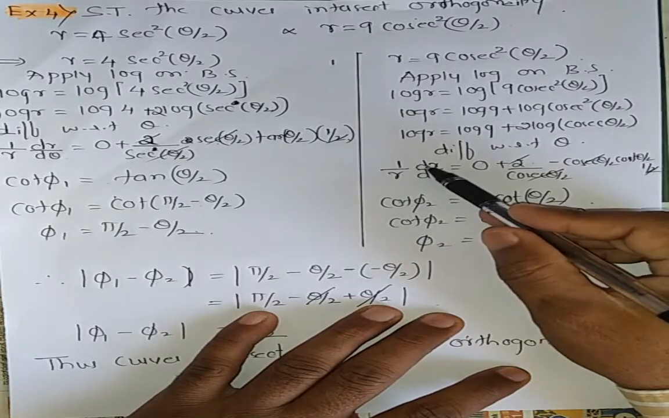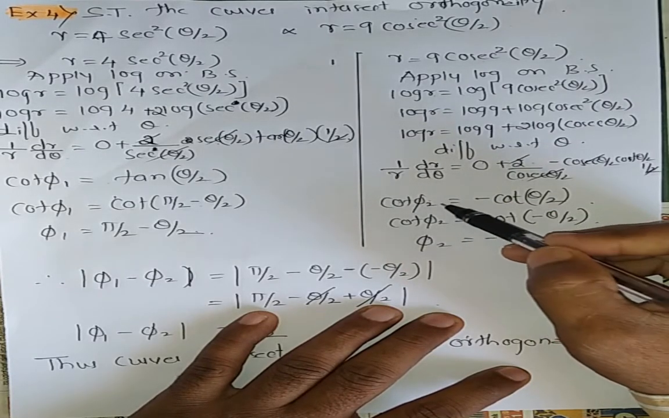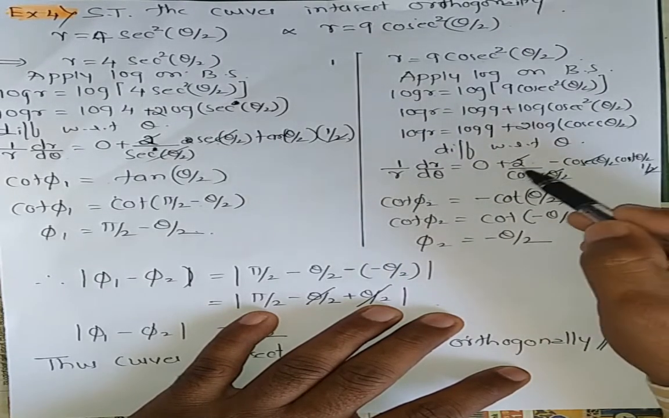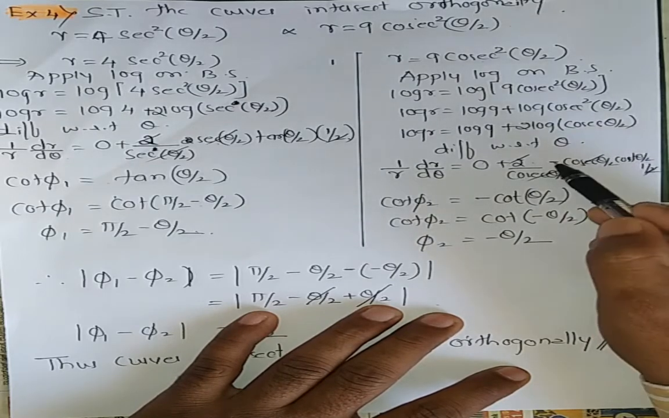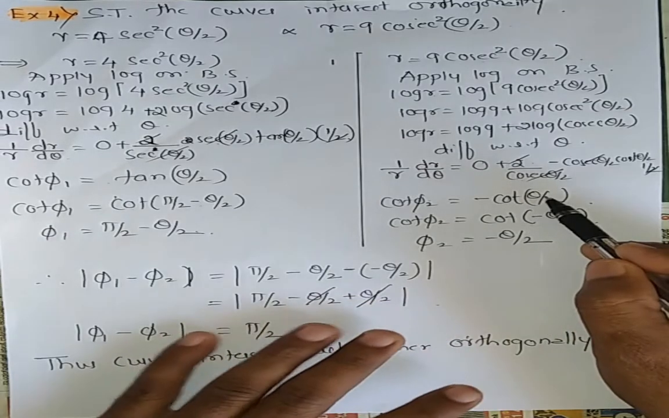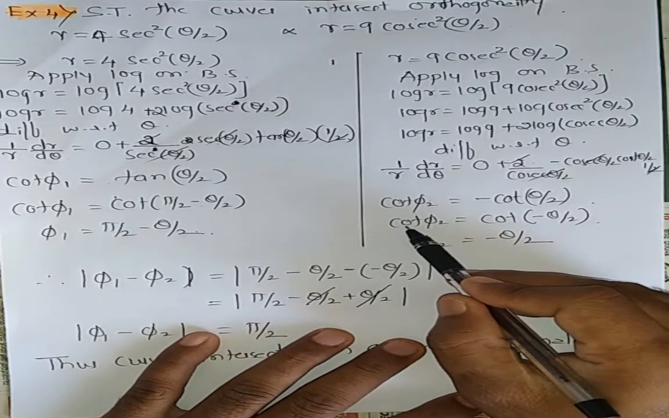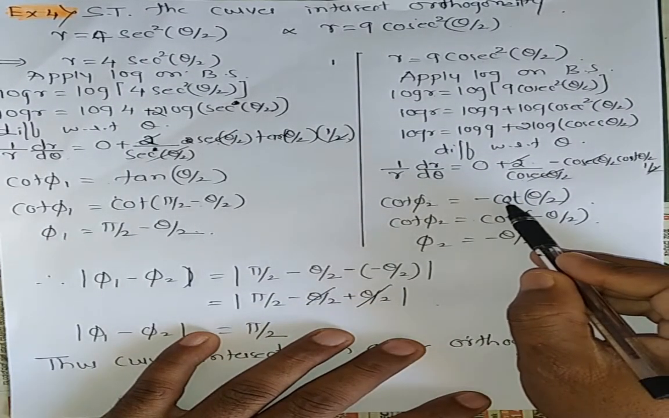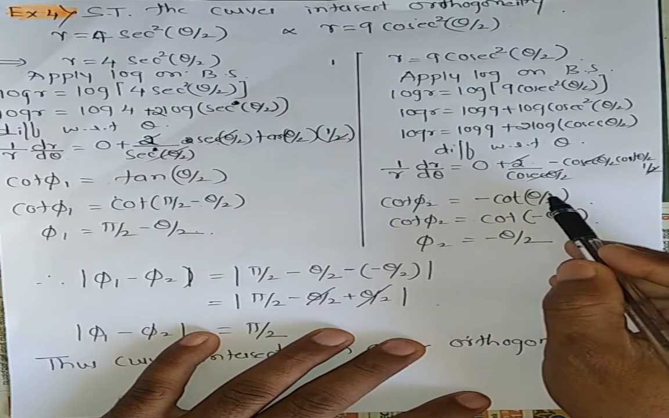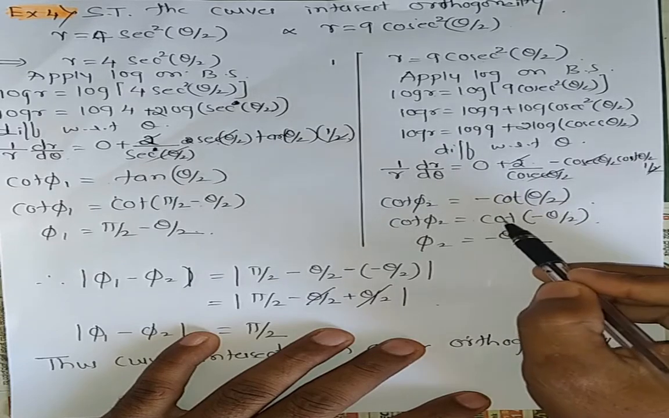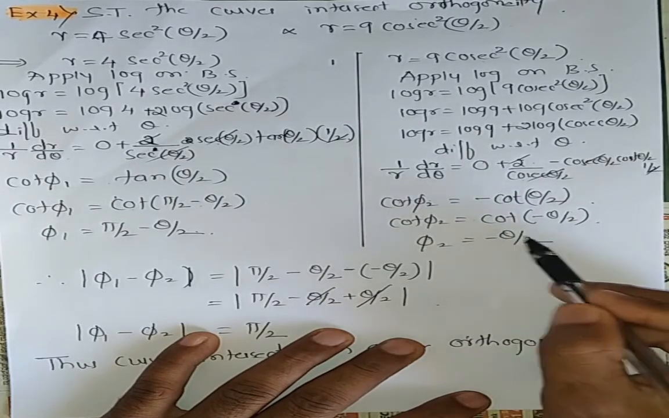1 by R dr upon d theta is tan phi 2, that is cot phi 2. The remaining cosec gets cancelled, only cot remains: minus cot theta by 2. So minus cot theta, using allied angles, cot phi 2 is equal to cot of minus theta by 2, which is minus cot theta. So cot gets cancelled, phi 2 is equal to minus theta by 2.